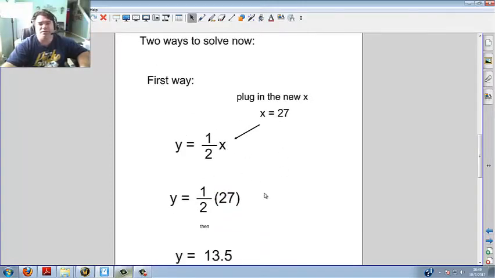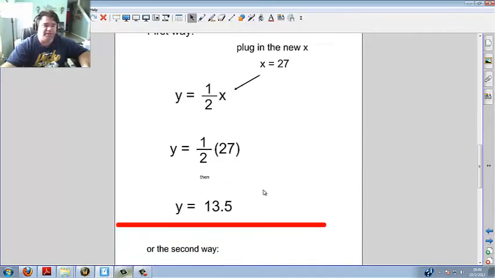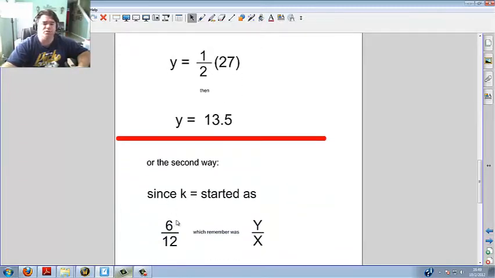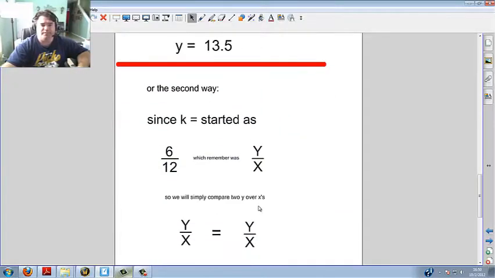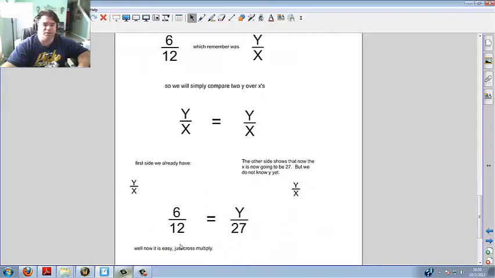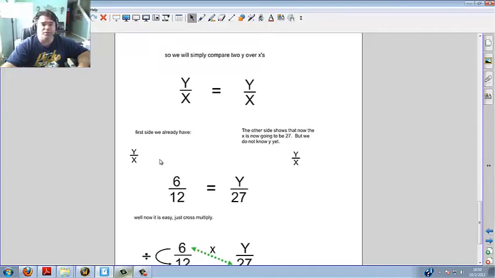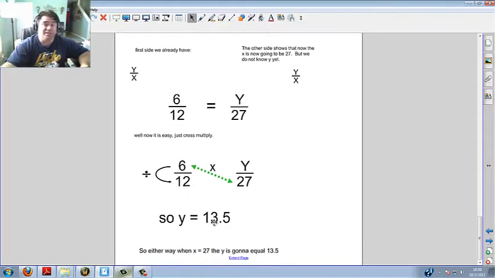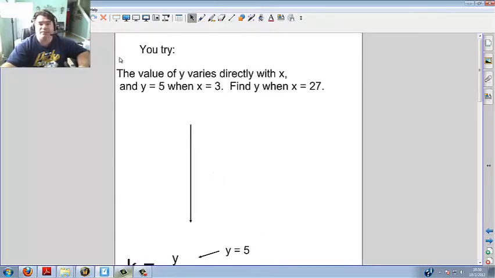Anyway, half times 27 is 13.5. Or a second way you might find it easier: if I know it's 6 over 12, which is y over x, and this one here said x was 27, I just do a little crisscross applesauce. So times and divide, and we're still good at 13.5. Or you could reduce this to 1/2 equals y over 27, crisscross applesauce, still going to be 13.5. So no matter how you want to play it, that's fine with me.